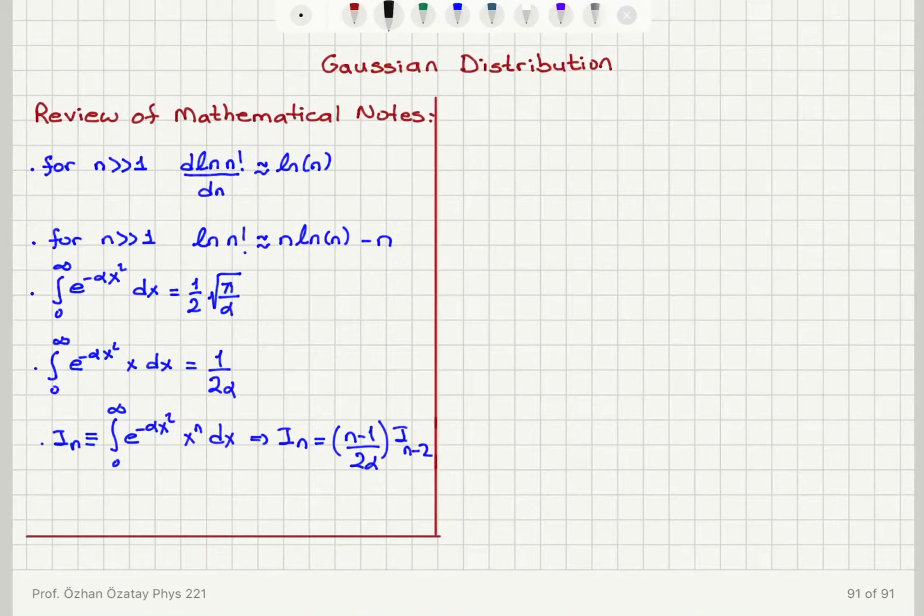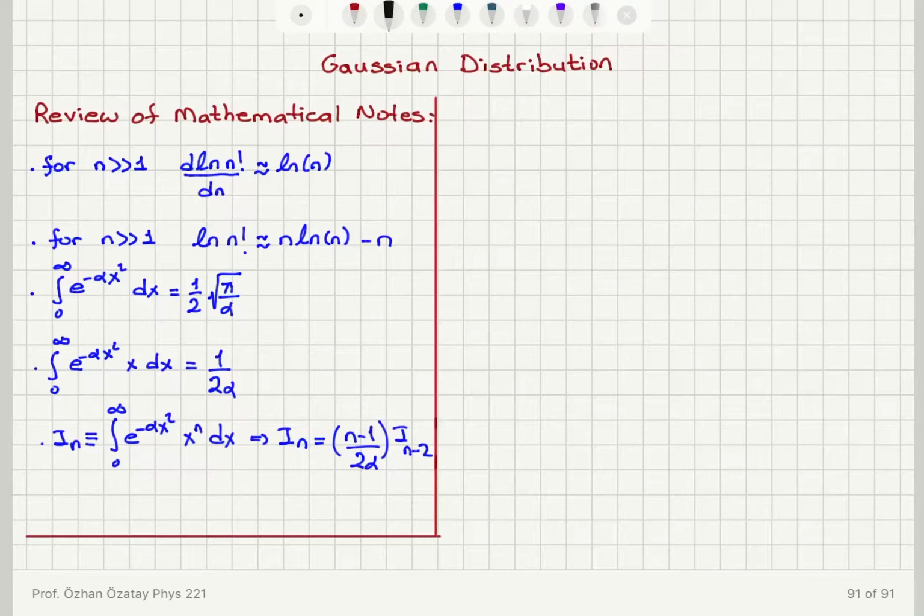Now our aim is to obtain a probability distribution function that will represent the binomial distribution close to its maximum point. So in order to achieve this task, we are going to use some of the mathematical results that we have obtained in the previous video. So I have listed them here for convenience.